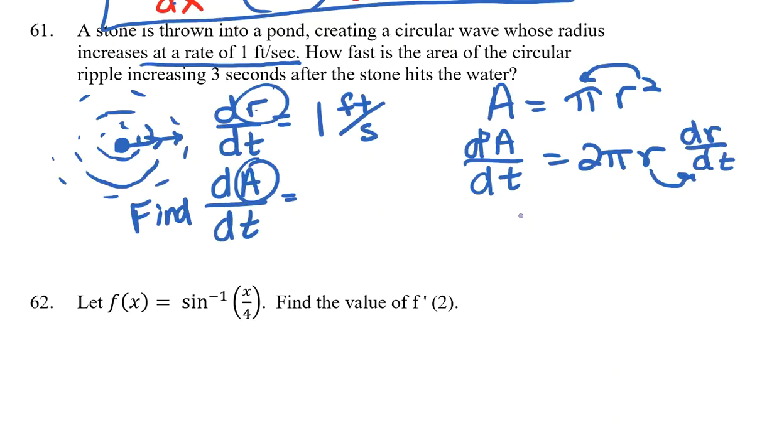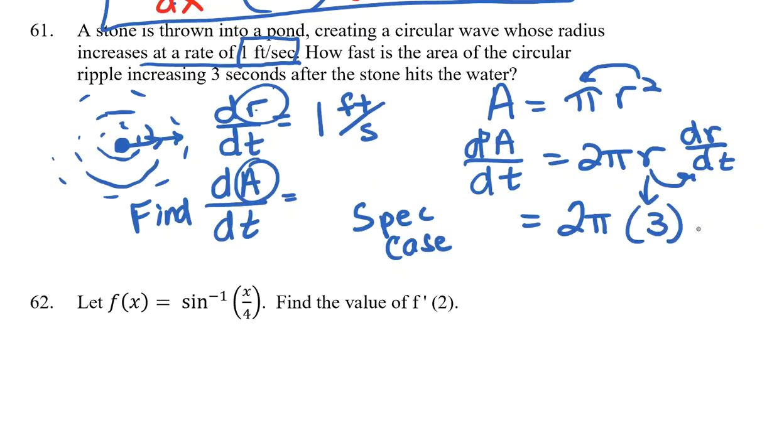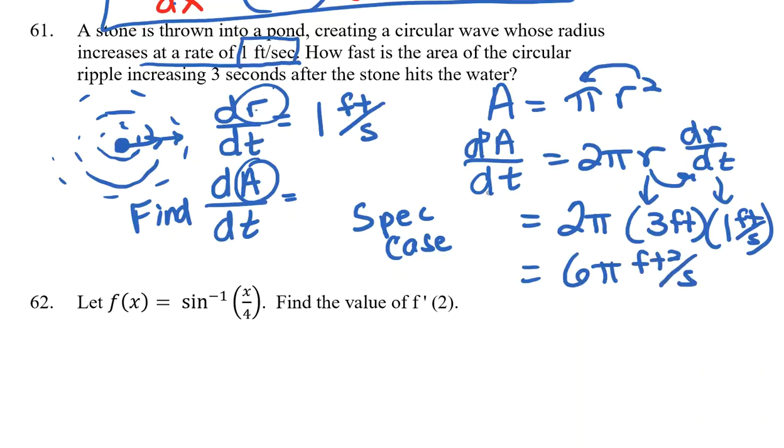So now we're looking for dA dt, and our specific case here was 3 seconds later. Well, if the radius was growing 1 foot each second, then after 3 seconds, the radius is now 3 feet. And the dr dt is 1 foot per second. Notice that the units even work here if you care to put those in here. This is 3 feet, and the dr dt was 1 foot per second. So we come up with 6 pi square feet per second is our value for dA dt.